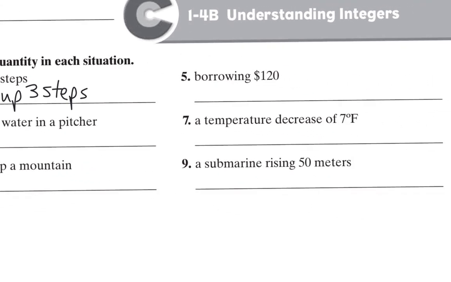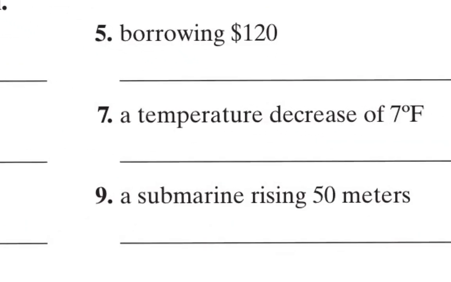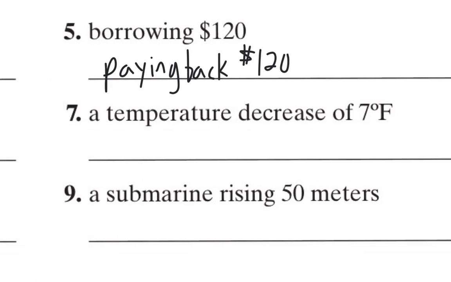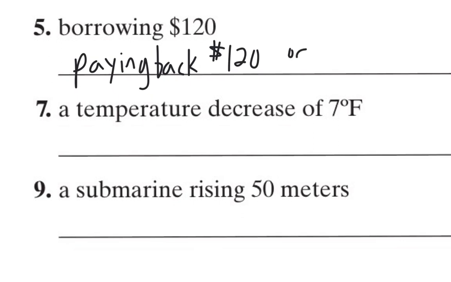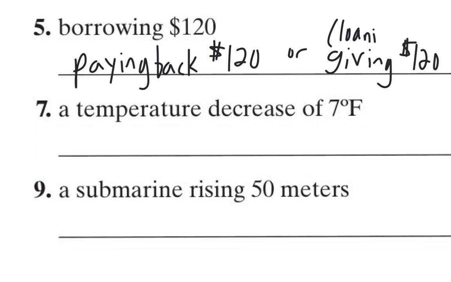And then if we look at number 5, the opposite of borrowing $120 could be paying back $120. Another way you could look at this would be giving $120 would work, I guess. Or loaning, if you want to think of loaning versus just giving 120, because if you're borrowing it, the assumption is you're going to pay it back, I guess.